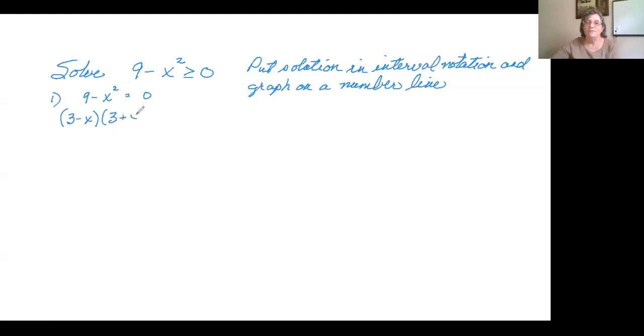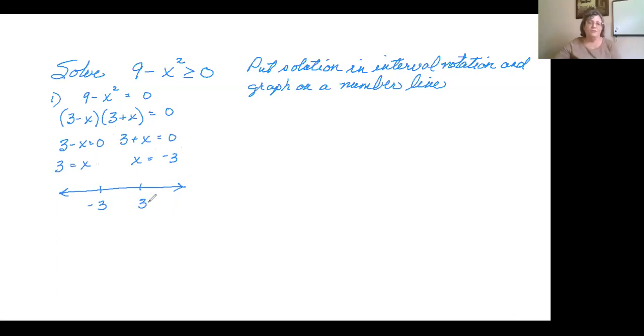Notice I'm not turning this around. A difference of squares is going to be the square root of the first one, plus and minus the square root of the second one. So I've got 3 minus x is 0, 3 plus x is 0. This one will give me x is negative 3. This one, I can actually move the x over and it'll give me 3 equals x. So my solutions to the equation are at negative 3 and 3.